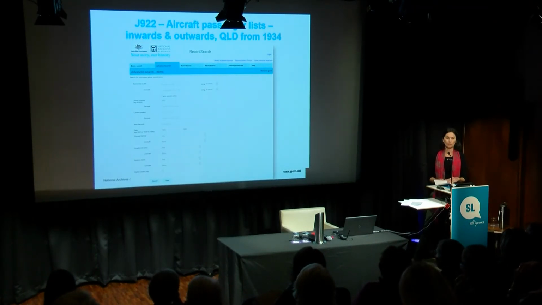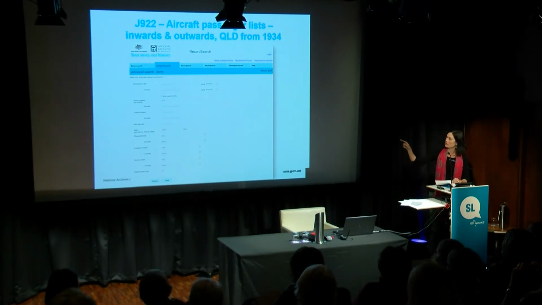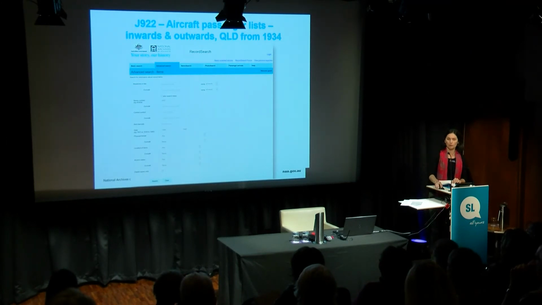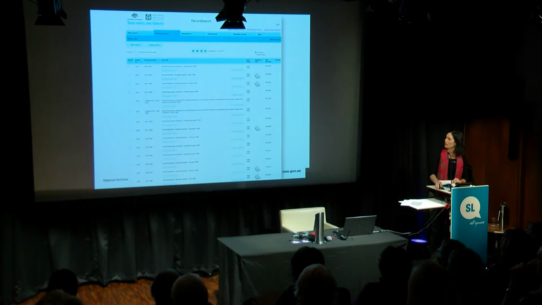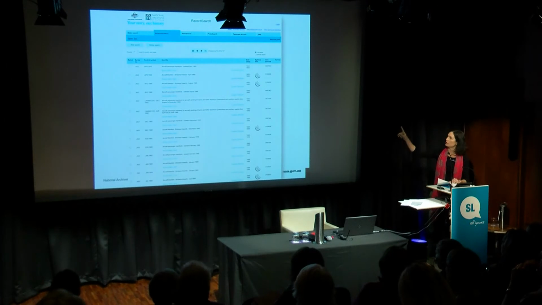Okay, so the National Archives, as I said earlier, also holds aircraft passenger arrivals. In Brisbane, the main series is J922, and this starts at 1934. There are about 700 aircraft lists in this series, and at the moment almost 200 are digitised, so they're not all digitised. I've just entered the series there, that's how you would do a search, and I'm searching for 1968 aircraft arrivals. I got 27 results there for aircraft arriving and departing in 1968. You can see that some are digitised and some are not on the right there.